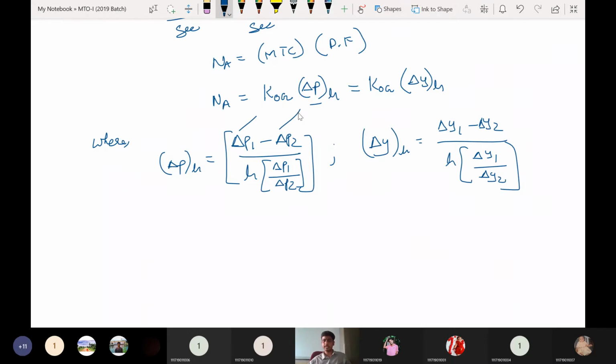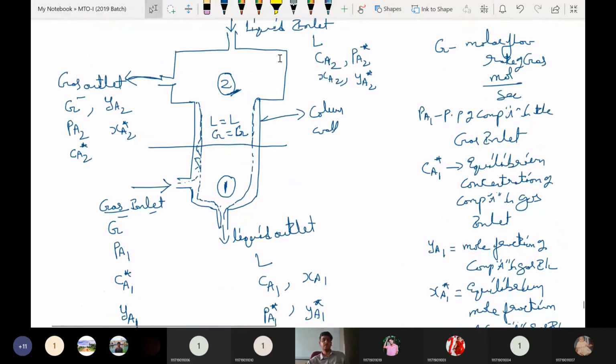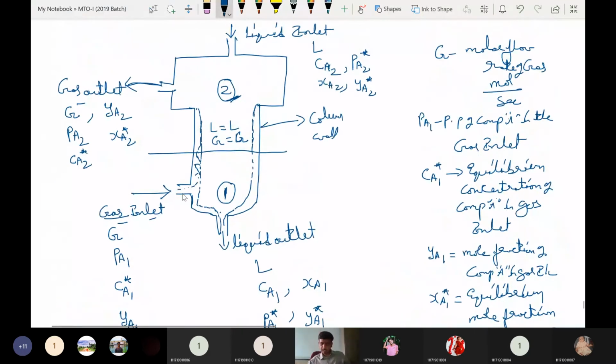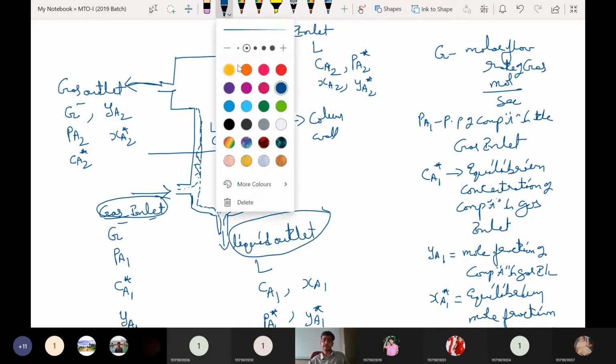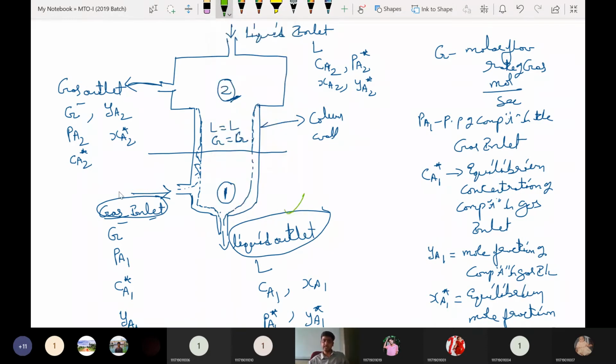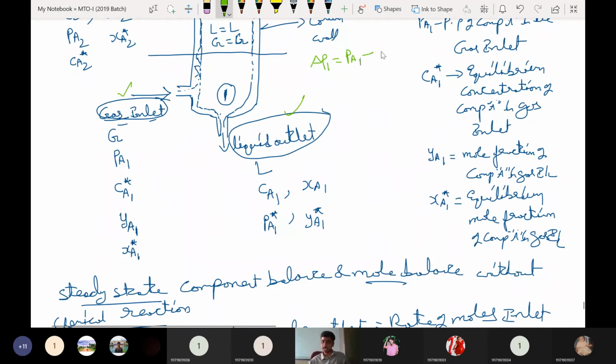Now, what is this delta P1, delta P2, delta Y1, delta Y2? We have to define these using this relationship. According to the law of equilibrium, the gas inlet and the liquid outlet are in equilibrium with each other. Then we can define delta P1, the one at the bottom, as PA1 minus PA1 star. PA1 minus PA1 star is delta P1.